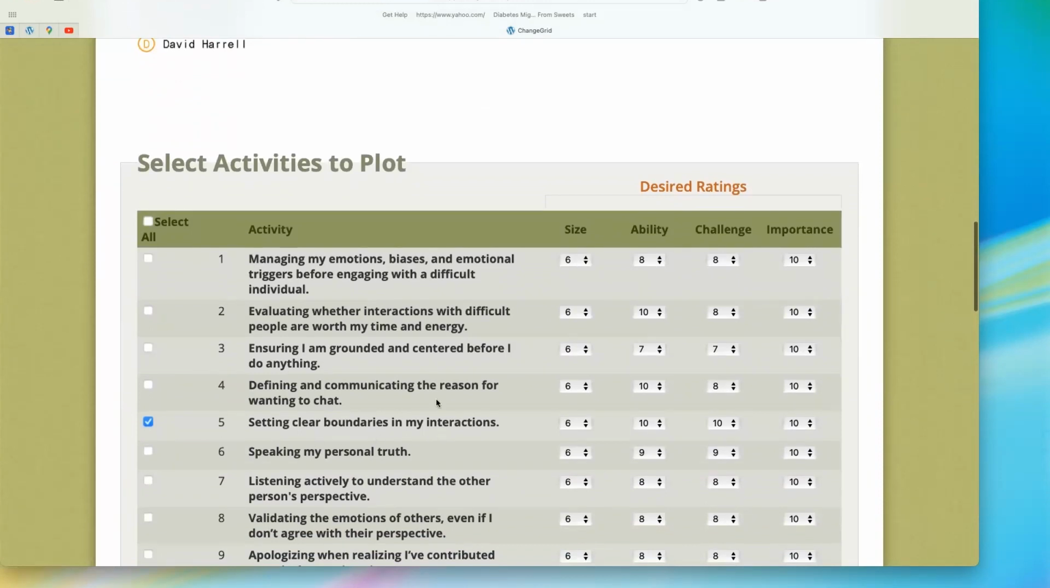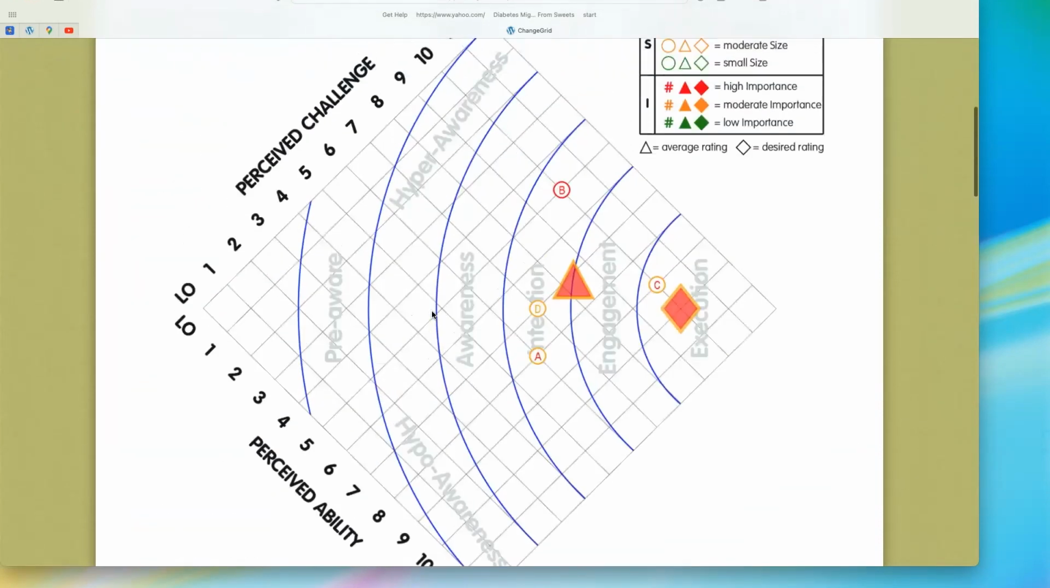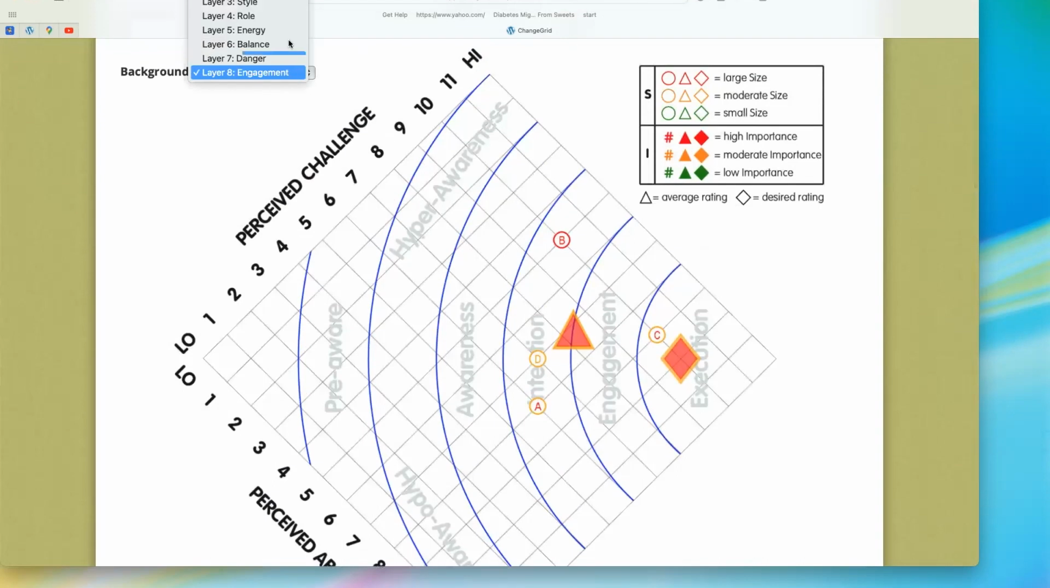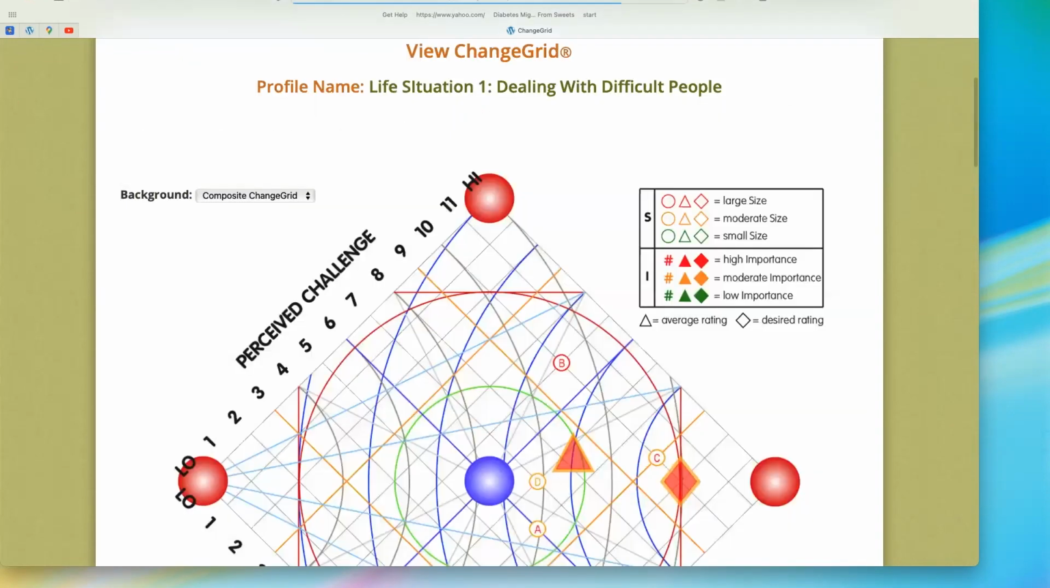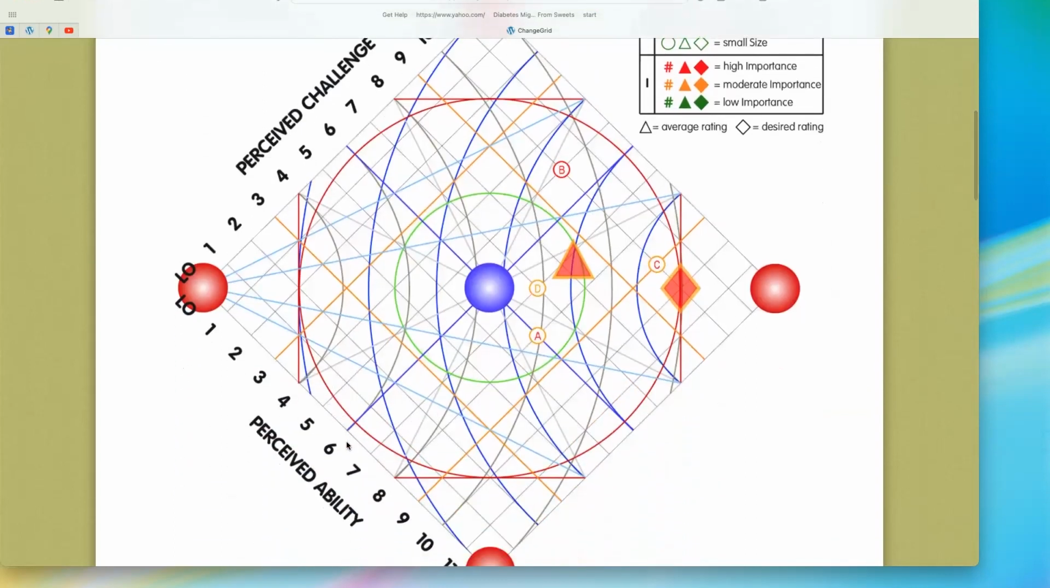Setting clear boundaries in my interactions. Now, when we look at the population, we can see where everyone is plotted, but remember, this was an exercise in you guys figuring out ideal locations. I've already put in the ideal location, so we're going to take your test and change it a little bit from last time around.